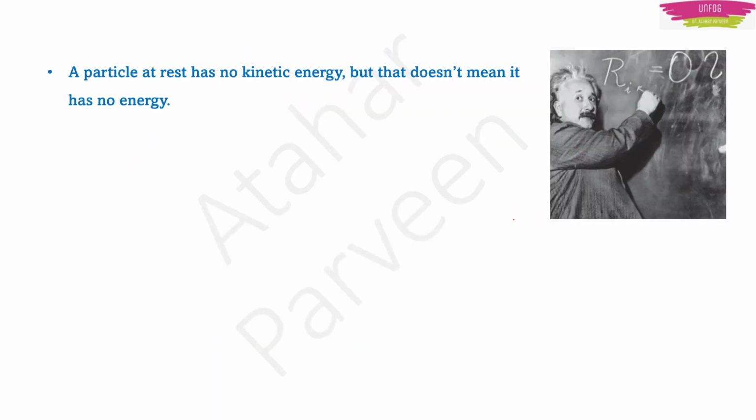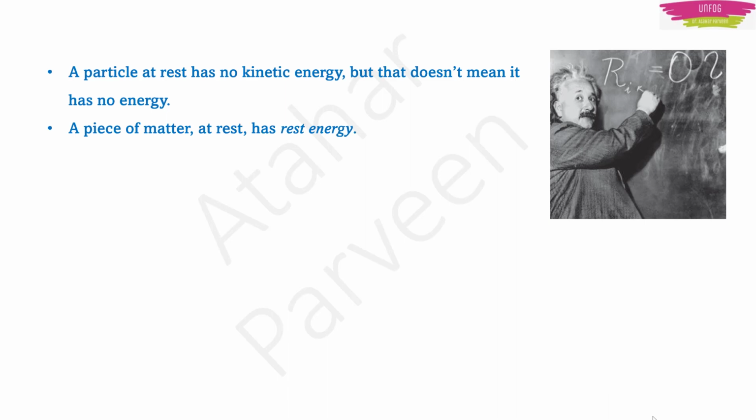Now when we talk about a moving object, we say that the object has kinetic energy. But if that object or that particle is at rest, then it will not have any kinetic energy, right? We know kinetic energy is the energy possessed by a moving object or a moving particle. But if the particle is at rest, then it has no kinetic energy. But according to Einstein, it doesn't mean that the particle has no energy. Einstein says that the particle at rest also has some energy. We call it rest energy.